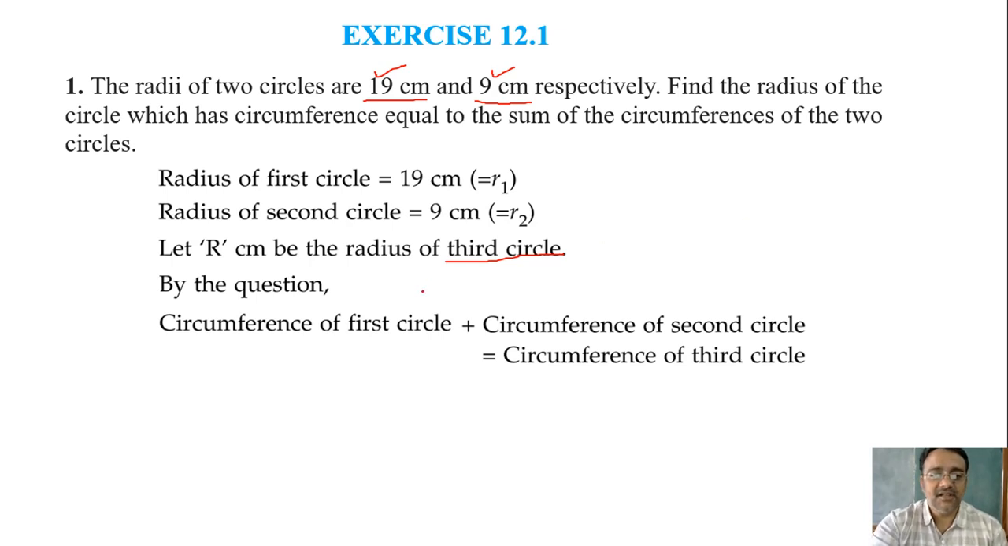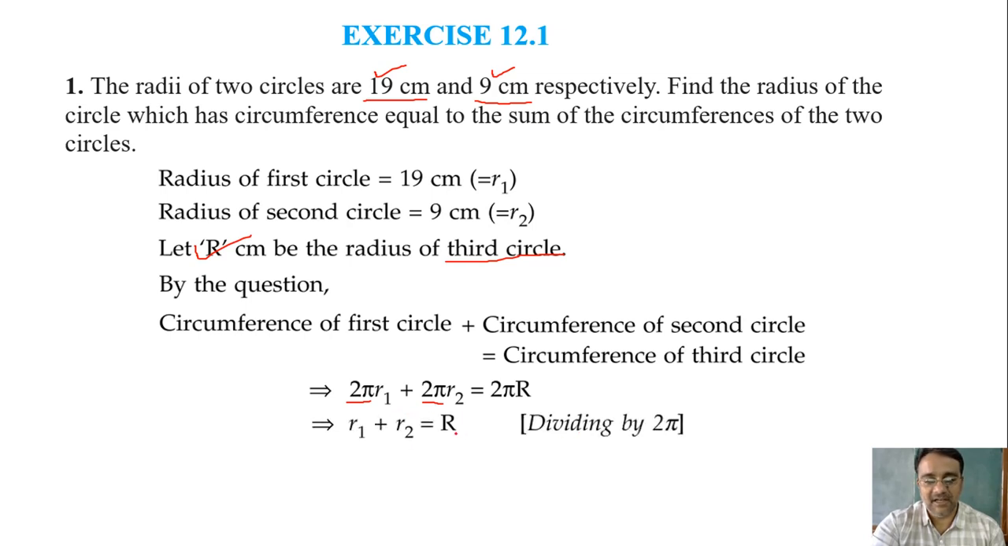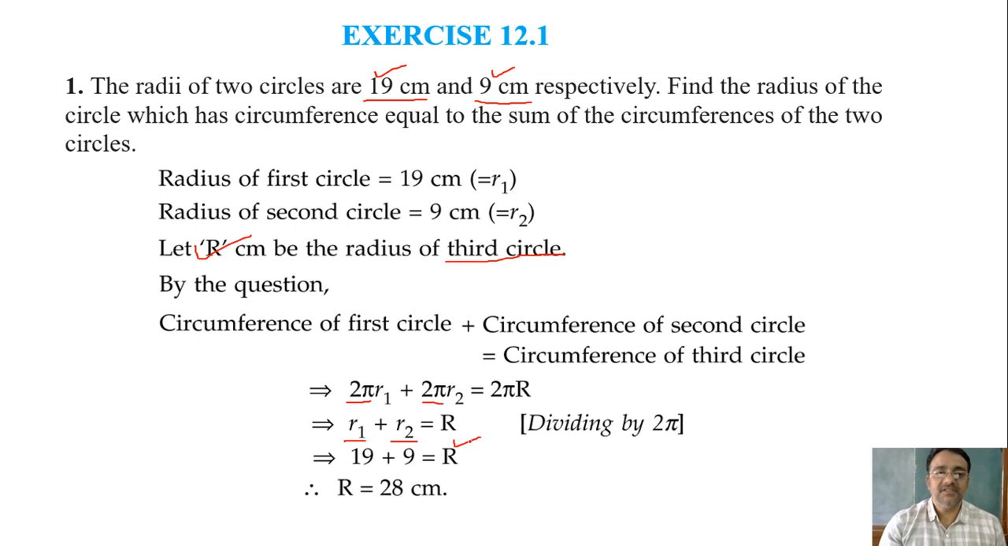So the circumference of first circle is 2 pi r1, the circumference of second circle is 2 pi r2, and the circumference of third circle is 2 pi capital R. Now we can take 2 pi common from these two. Common निकाल के इसके साथ cancel करेंगे, so we'll get r1 plus r2 is equal to capital R. So capital R will be equal to 19 plus 9. So what is the final value of capital R? 28. 28, right. So this is the first question, और ये board exam में आ चुका है ये question.